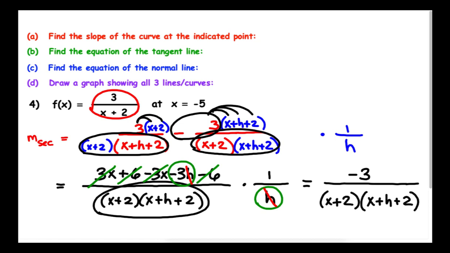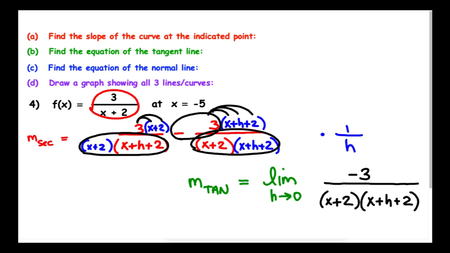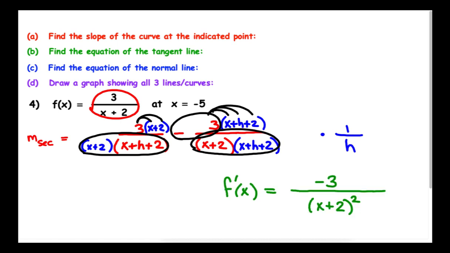And now I want to make it the tan line, so I'm going to take the limit of this thing as h approaches 0. And of course, if h approaches 0, this becomes a 0 in the middle, and you get a pair of x plus 2's being multiplied together. So the derivative is negative 3 over x plus 2 quantity squared. There we go. All right, let's answer some questions.